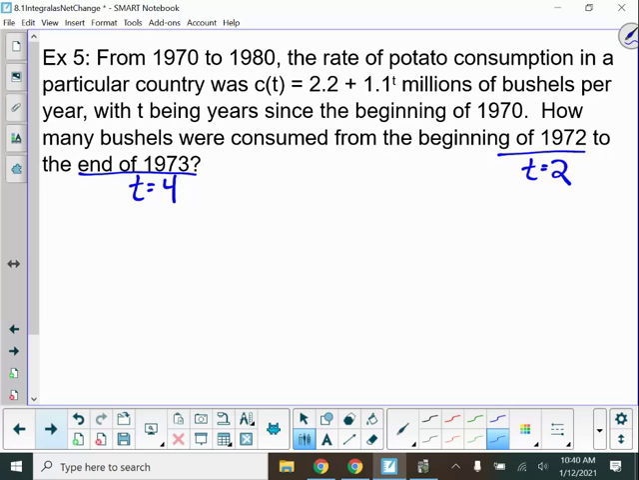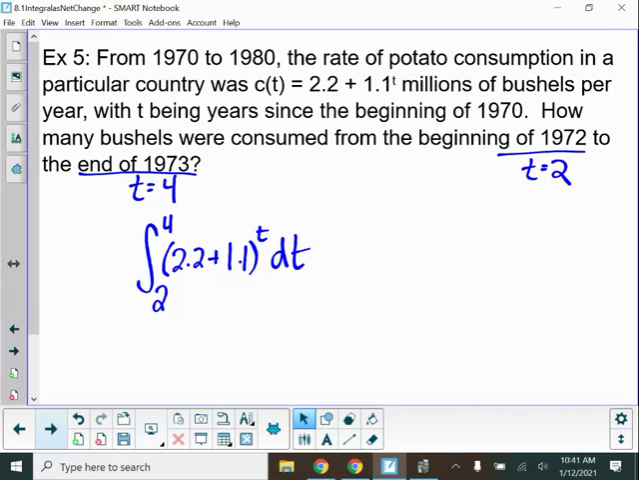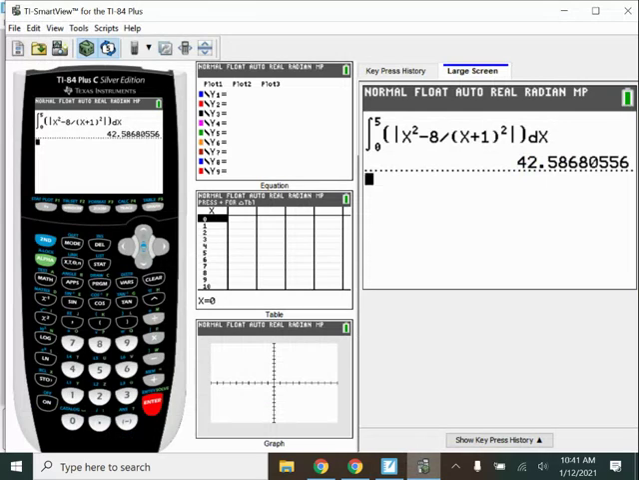So if I want to know the total that was consumed, if this is the rate, I'm looking at the integral from 2 to 4 of 2.2 plus 1.1 to the t dt. Now, again, this is not something that you can figure out by hand. The 1.1 causes some issues there, and this whole thing is an exponential. So we would need to pull up our calculator to do this one.